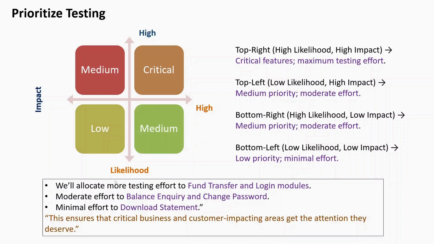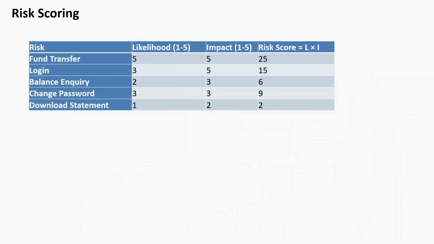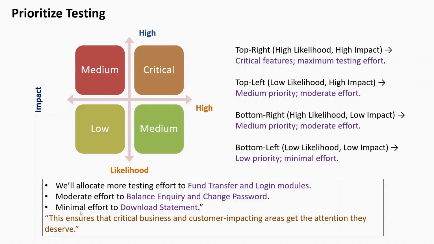Basically, we will allocate more testing effort to the critical features, that is fund transfer and the login module, because the login module also comes under the higher risks. The moderate effort goes to balance enquiry and change password. These features are taken from here, and the minimal effort is put into the download statement. This ensures that critical business and customer impacting areas get the attention they deserve.